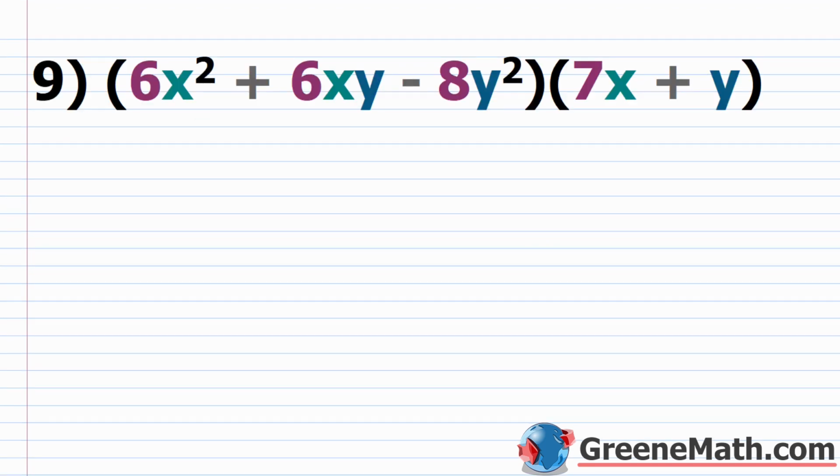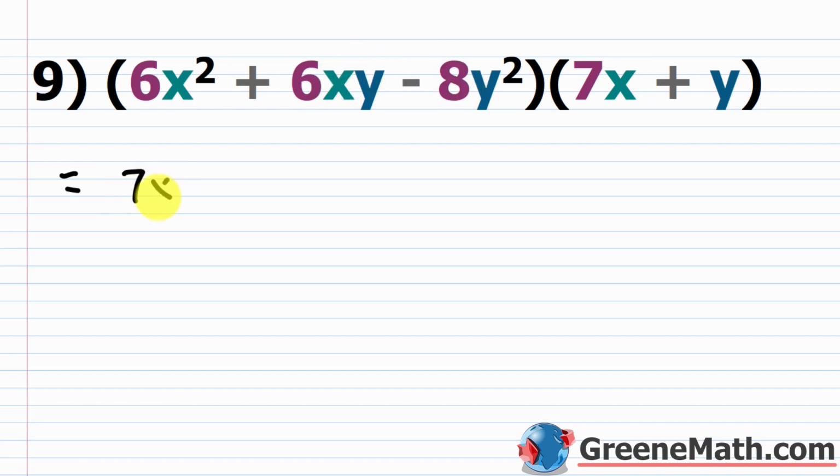Okay, let's look at problem number 9, which has 2 variables, so it makes it a little bit more tedious. So we have the quantity 6x squared plus 6xy minus 8y squared multiplied by the quantity 7x plus y. Okay, so the idea here is the same. I am going to just take each term of this binomial and multiply it by each term of this trinomial. And when I'm done, I'm going to combine like terms.